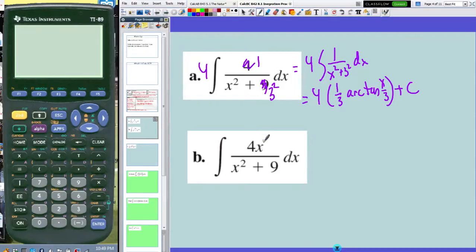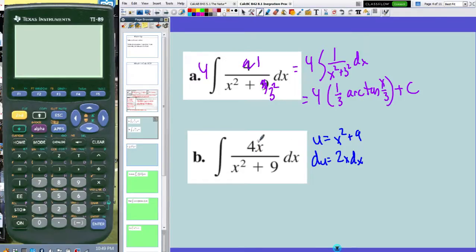Now this one is different. It's a 4x on top, and I have an x squared plus 9. When you start seeing that structure, you might think u-substitution. Your u is going to be the bigger polynomial in this case, so u is x squared plus 9. That would make your du the derivative of this, which is 2x dx.